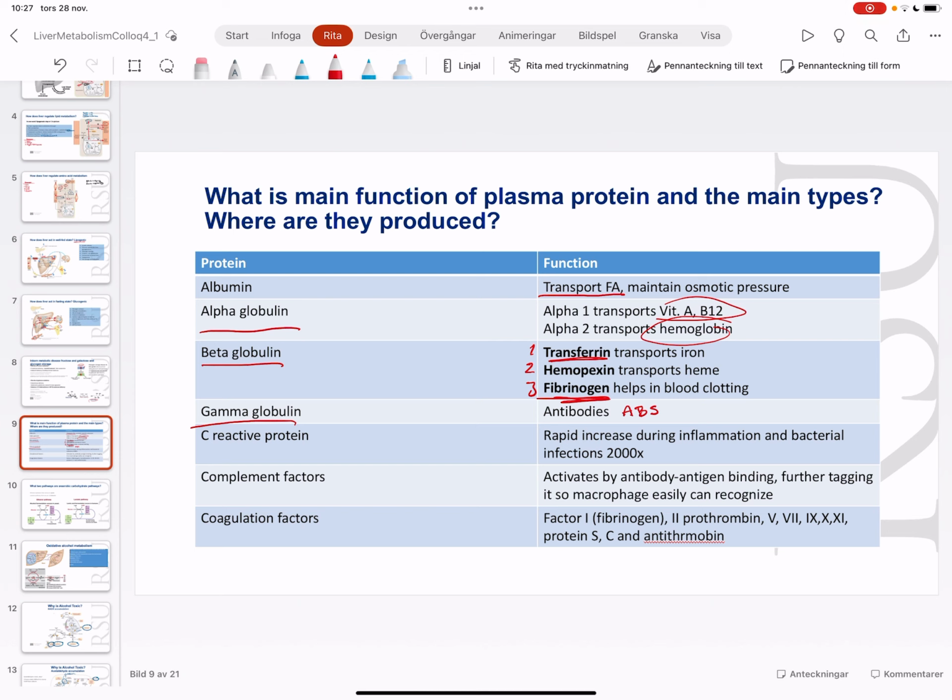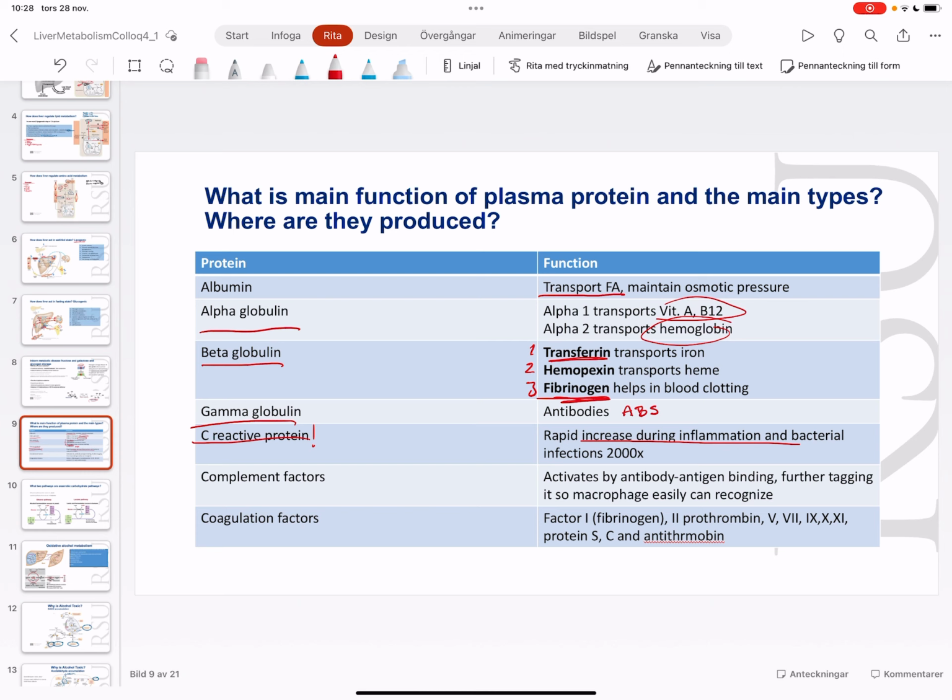Okay, and then we have C-reactive proteins. C-reactive proteins will increase during inflammation, and especially in bacterial infections, they will increase by 2,000 times. So really, they are a really good marker, and this is very important to remember. They are a really good marker for bacterial infections, and this is something we have to know.